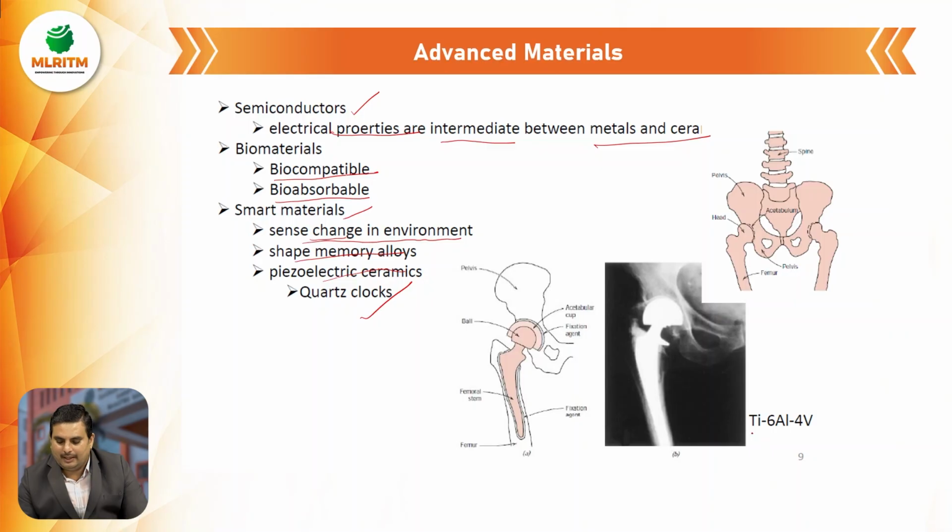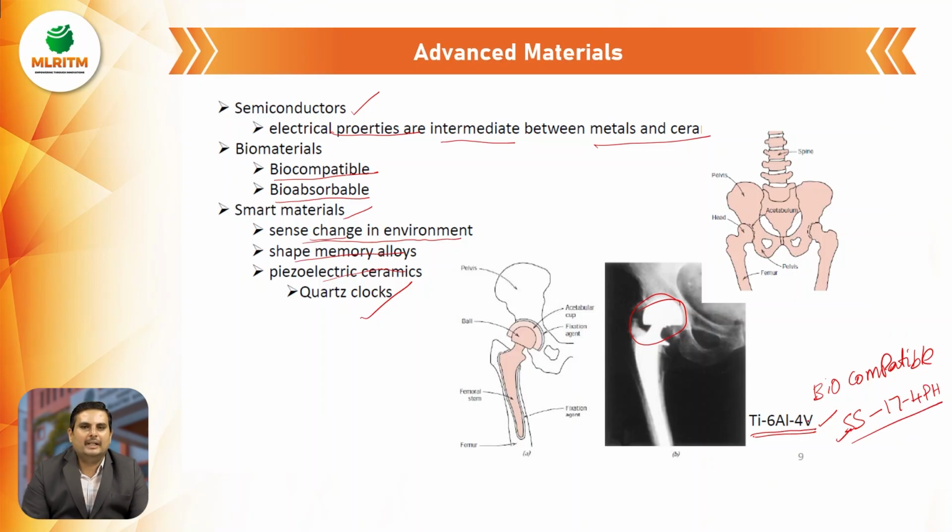You see here a titanium material is used in the case of a hip joint. To replace the hip joint we are using titanium alloy, which is one of the best alloys and is biocompatible. And stainless steel 17-4 PH is another material we use in biomedical applications. So we also have advanced materials.